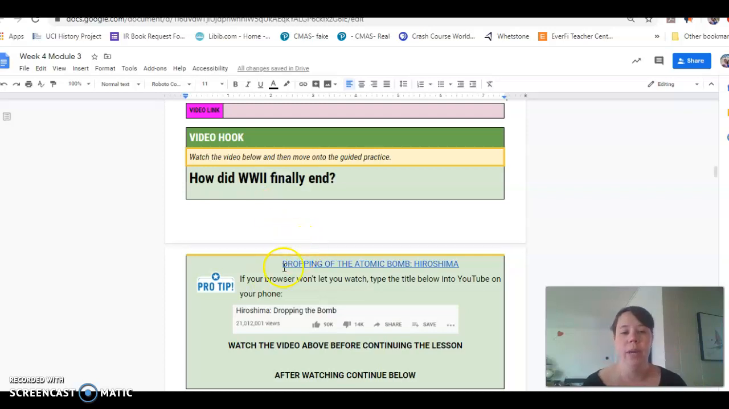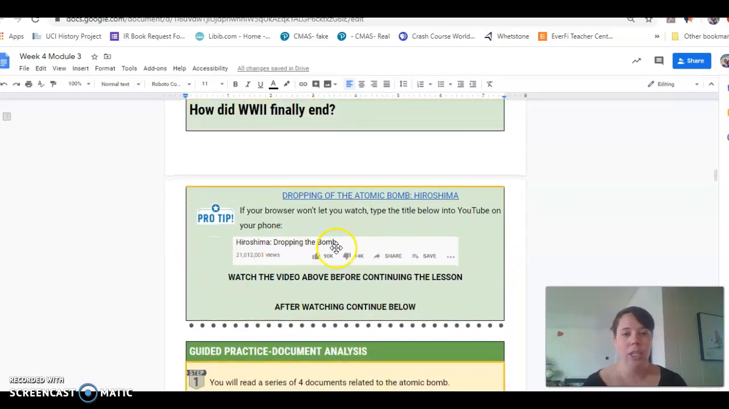You're going to click on this video right here, dropping of the atomic bomb in Hiroshima. A pro tip here, if your browser won't let you watch for whatever reason, you can either see if Internet Explorer will let you do it, so copy the link over into Internet Explorer, or you can watch on your phone, or we can stream it in class together. So you're going to watch this video here.